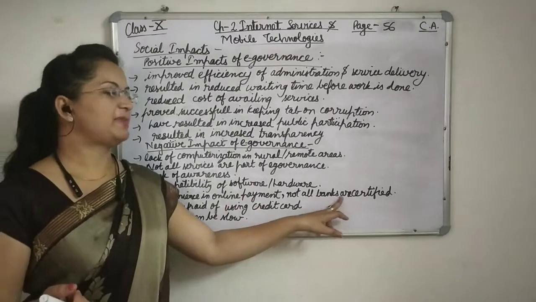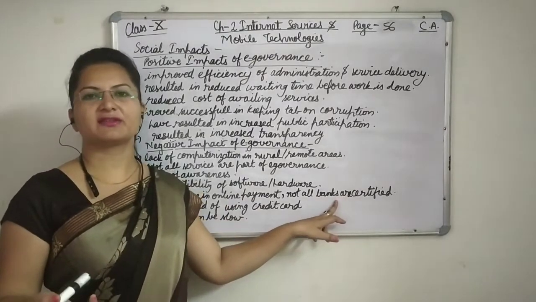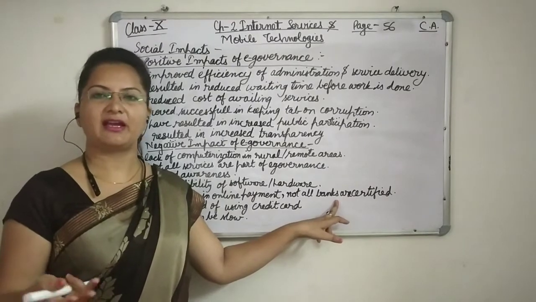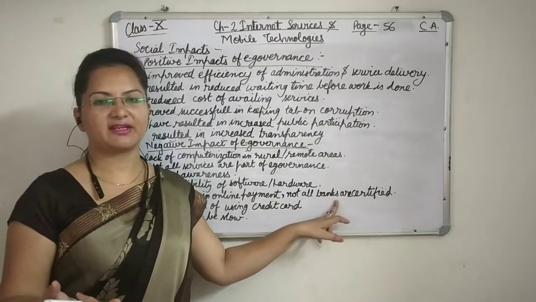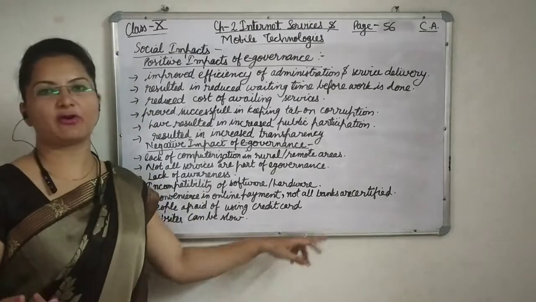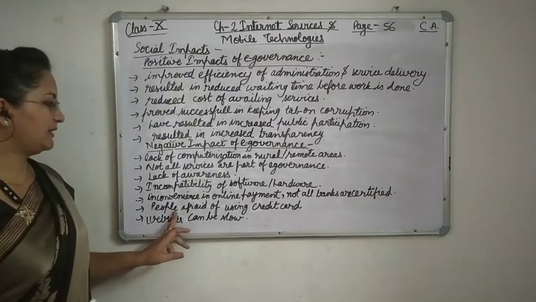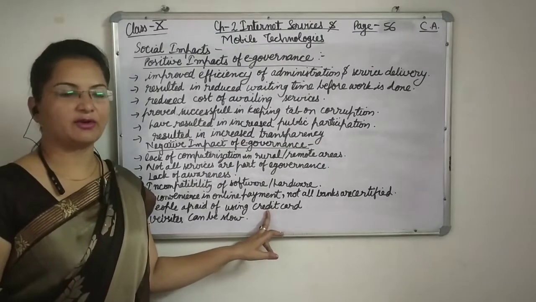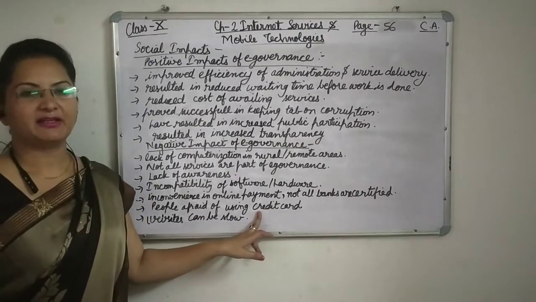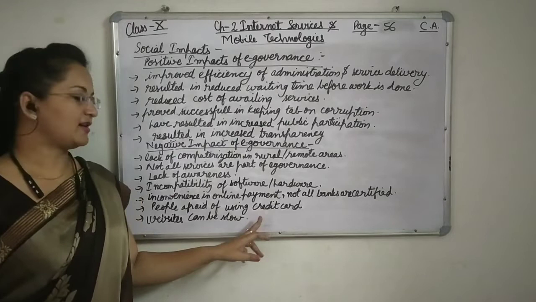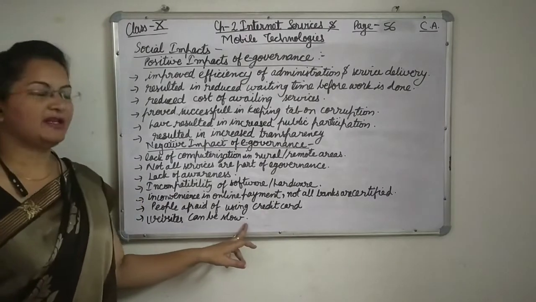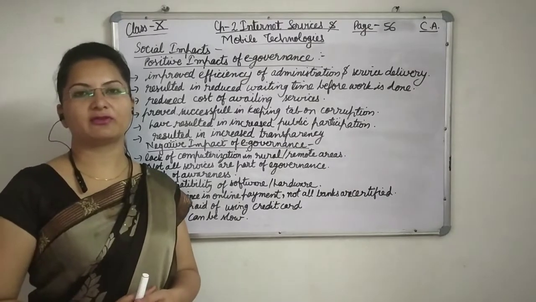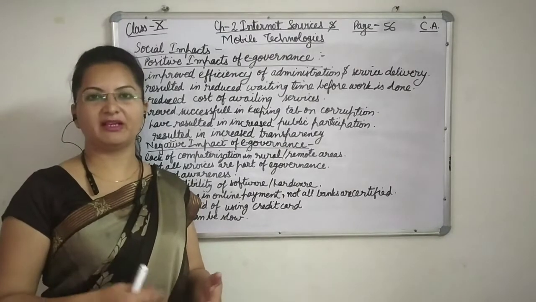Maybe because the banks are not certified. Because in many rural and remote areas, there are still no banks. And if there are some banks like cooperative societies and all, they are not certified to make online payments. Then people are afraid of using credit cards. You know very well credit card frauds are going on. So people are afraid of paying online with credit cards. Then the websites can be slow. Sometimes a website can be slow, or we can feel the website should be improved.